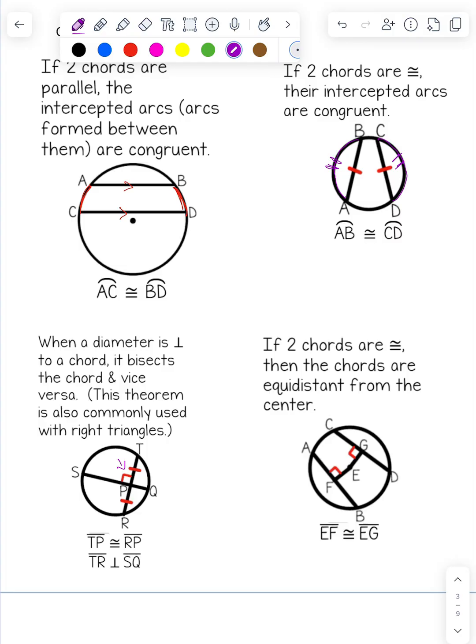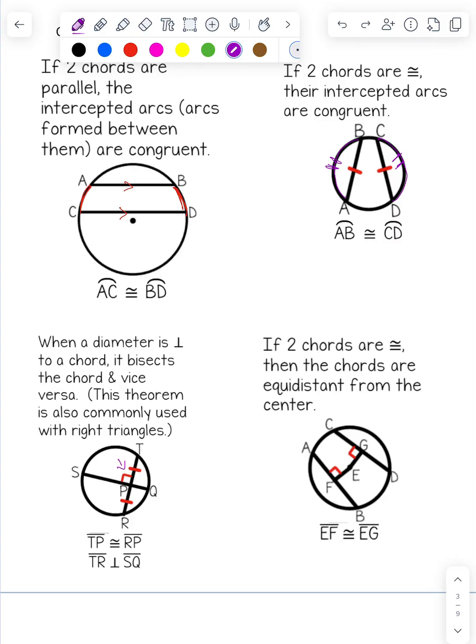The other way around is also true. If you started off with knowing that you had a chord that was bisected and it intersected a diameter, then you would know that it's perpendicular to the diameter. This theorem is also commonly used with right triangles and the Pythagorean theorem, because a lot of the times they will give you triangles and you'll have to find missing sides using this theorem.